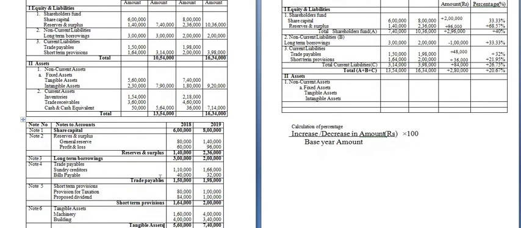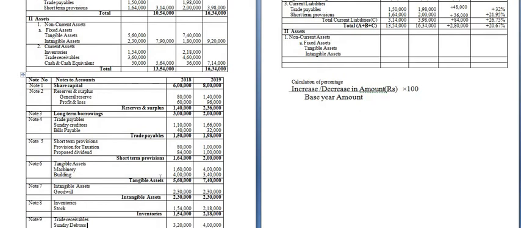What is the total fixed asset? Note number 6. In tangible assets, we have machinery and building. What is the amount of machinery? 1,60,000 and building is 4 lakh. So the total tangible asset for the year 2018 is how much? 5,60,000. How has this 5,60,000 come? 1,60,000 plus 4 lakh.